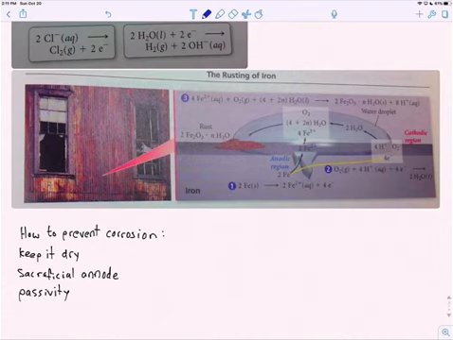Another one is to have something called a sacrificial anode. A sacrificial anode is a cheaper metal that's more active than iron. So typically zinc is used. So you can coat the iron in zinc. That's what galvanized means. Galvanized iron is iron coated in zinc. So the zinc oxidizes first, and when the zinc's gone, then the iron starts to rust.